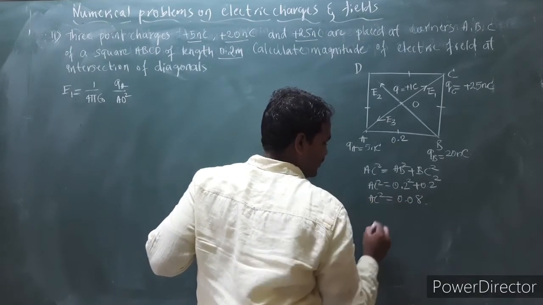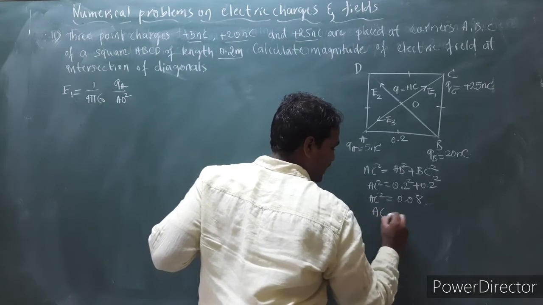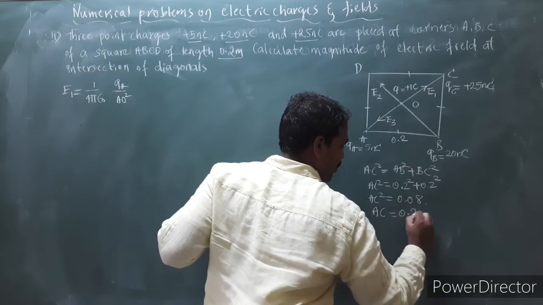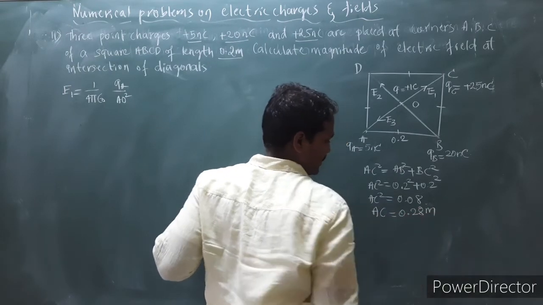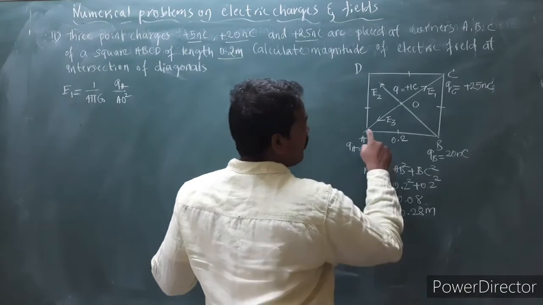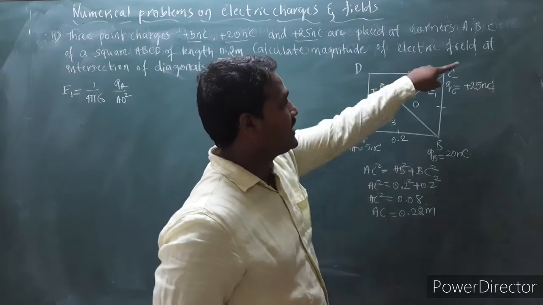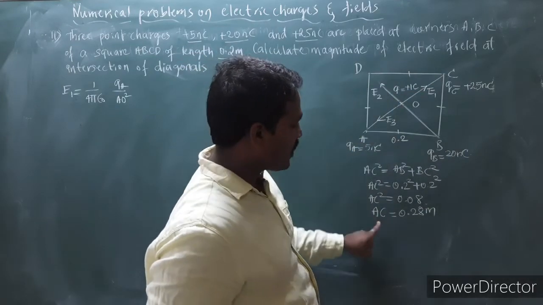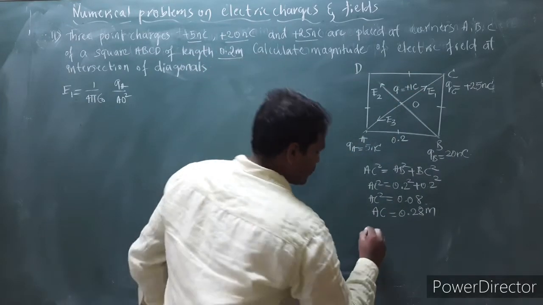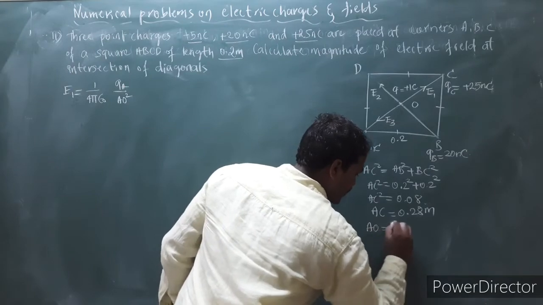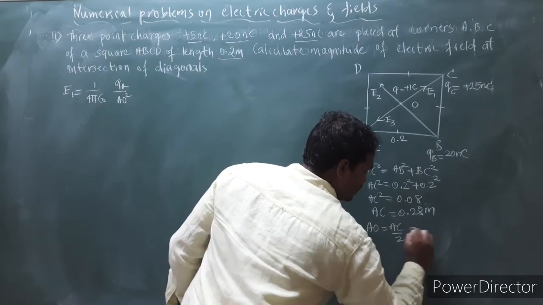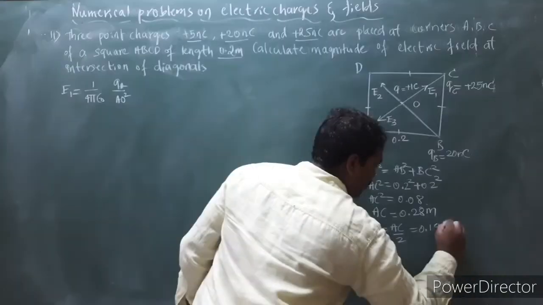0.08. This is AC square. By calculating this, I can get AC equal to 0.28 meters. But I want AO. O is the midpoint of AC, so AO will be equal to what? Half of this AC. So I can write AO is equal to AC divided by 2, which is equal to 0.14 meter.